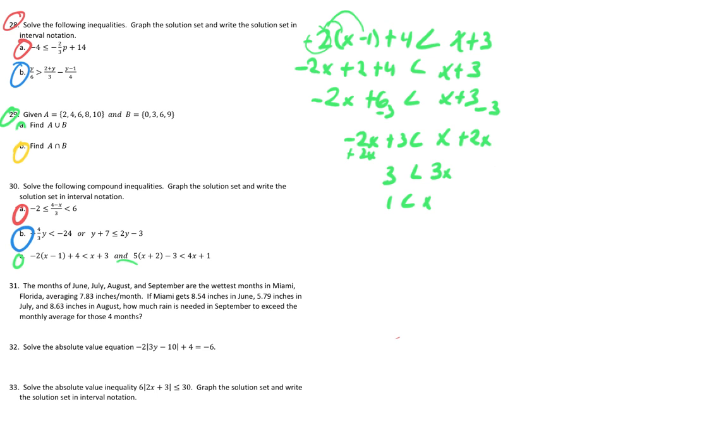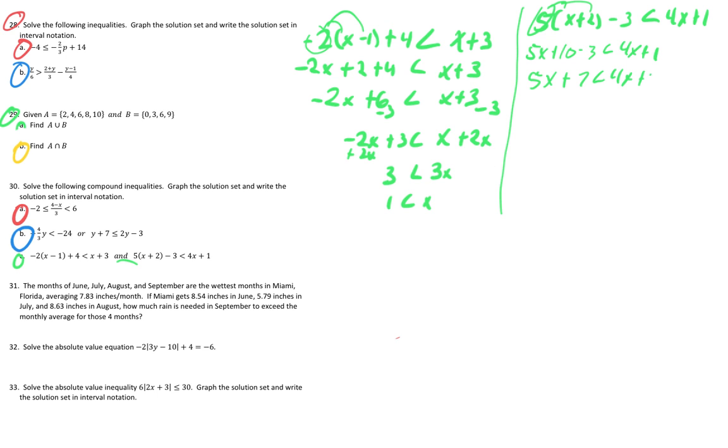Then, and 5 in parentheses x plus 2 minus 3 less than 4x plus 1. Do that distributing again. 5x plus 10 minus 3 less than 4x plus 1. Combine like terms. Subtract off 4x from both sides. X plus 7 less than 1. Subtract off 7 from both sides. X less than negative 6.